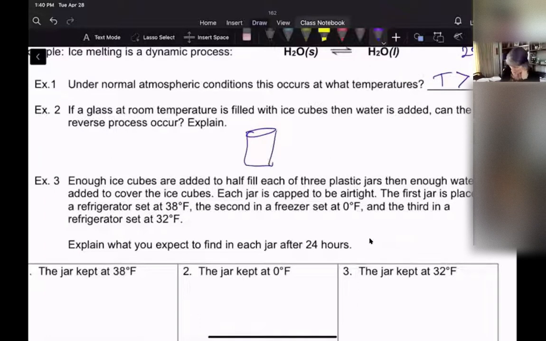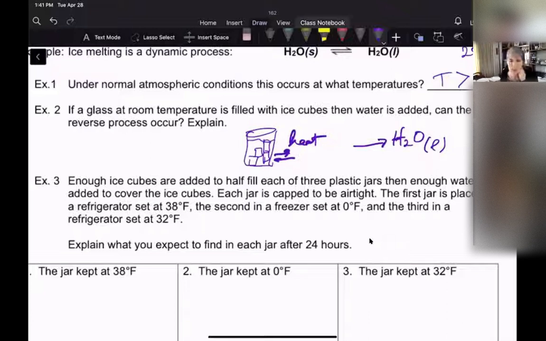Okay, so we've got our ice cubes in there, and then we fill it up with water. The thing is, we've got all this heat in the environment, right? So typically this is going to proceed spontaneously towards water as a liquid because of all that heat in the room.